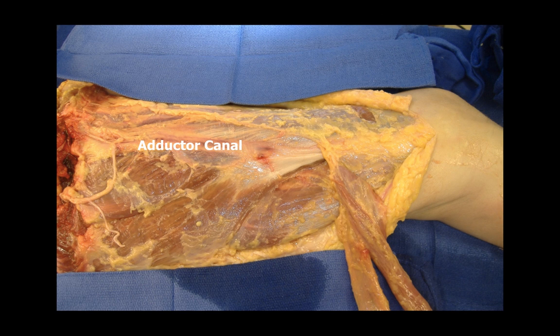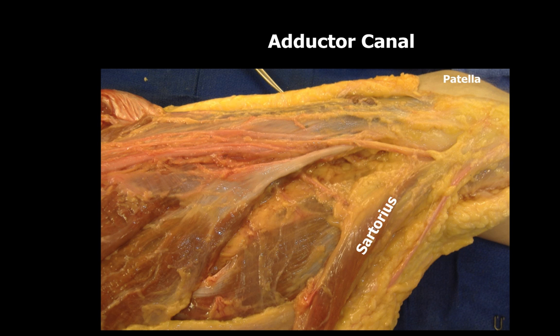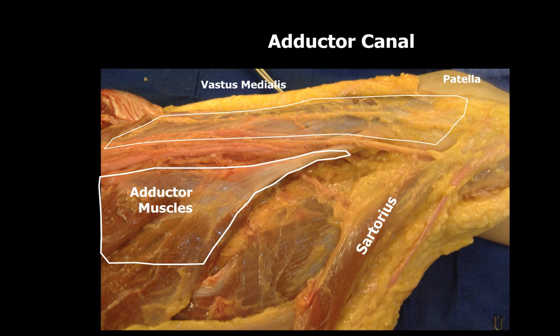In this image, the gracilis and sartorius have both been detached and reflected medially. With the sartorius reflected, the superficial surface of the adductor canal is visible. After incising the fascia between the vastus medialis and the adductor muscles, the femoral artery is visible within the adductor canal, as well as the saphenous nerve.